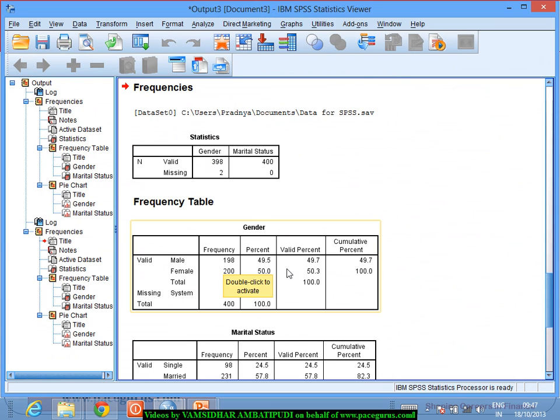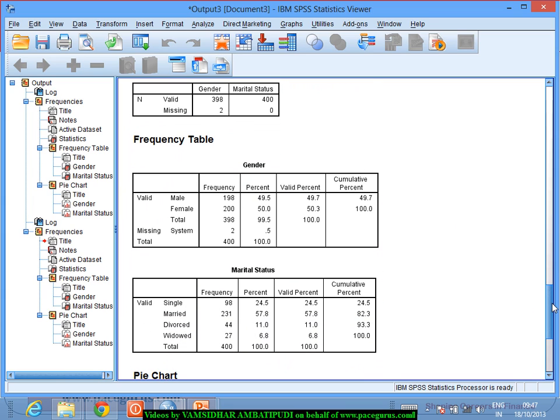Now you see, for gender there are two missings and 398 are valid, and if you go back to the frequency table also, what we see is that for valid and for missing, two separate categories are created. In valid, 198 males and 200 females, so a total of 398 valid are there, and in missing there are two missing values, making the total 400.